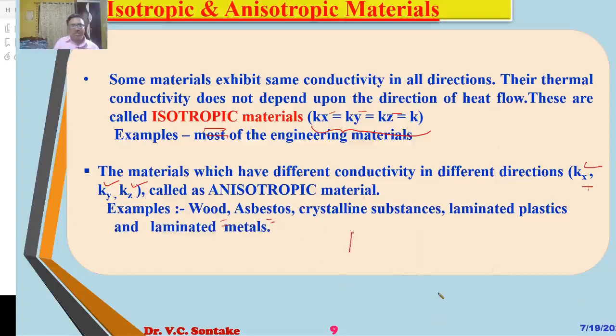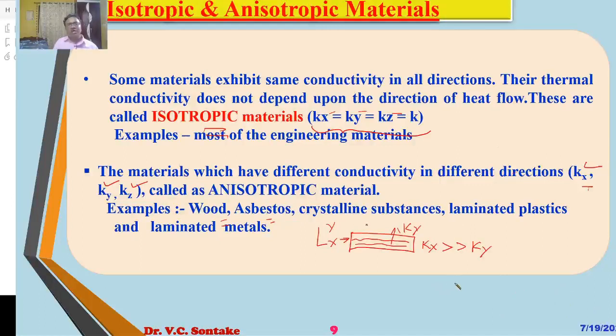For example, in the case of wood, consider the thermal conductivity of the wood along the direction of grain and perpendicular to the direction of grain. So Kx will be more than Ky. Kx will be different, Ky will be different. That is why wood is an anisotropic material.